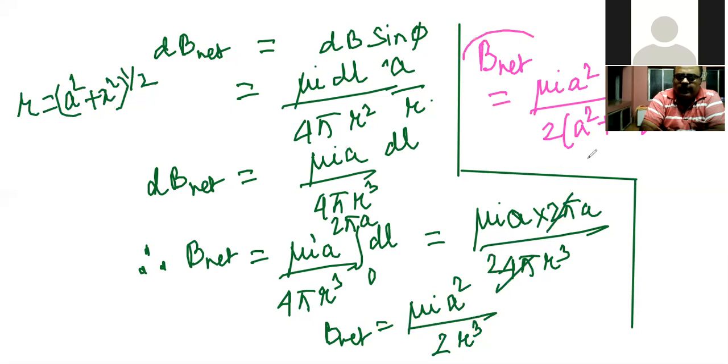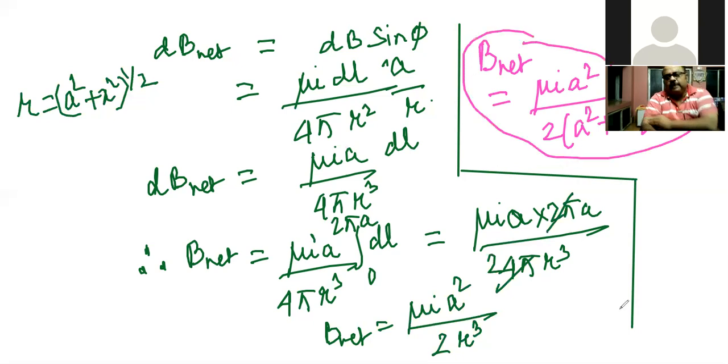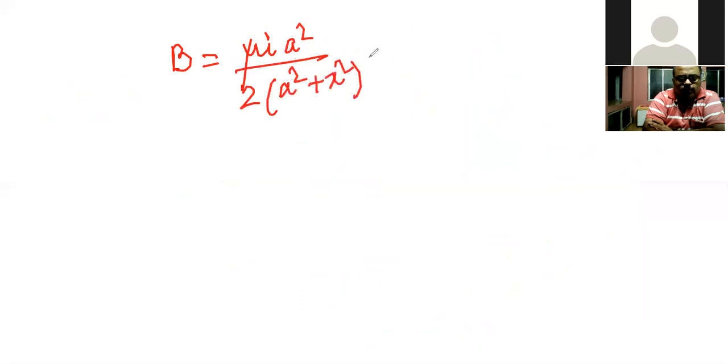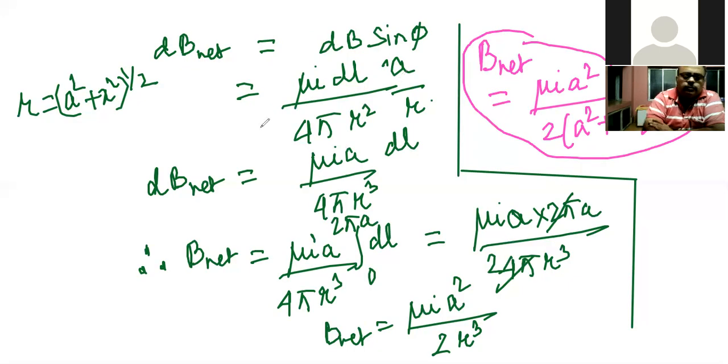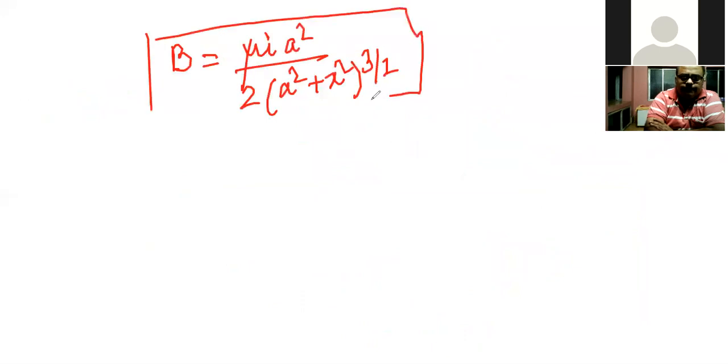So this is your net magnetic field due to a circular current carrying conductor at a distance x from the center. Am I clear to everybody? I just want to tell you something more regarding it, some important cases. That is the formula you should remember every time: mu I a square by 2 bracket a square plus x square whole to the power 3 by 2, which we have already got. That is the magnetic field at a distance x from the center.